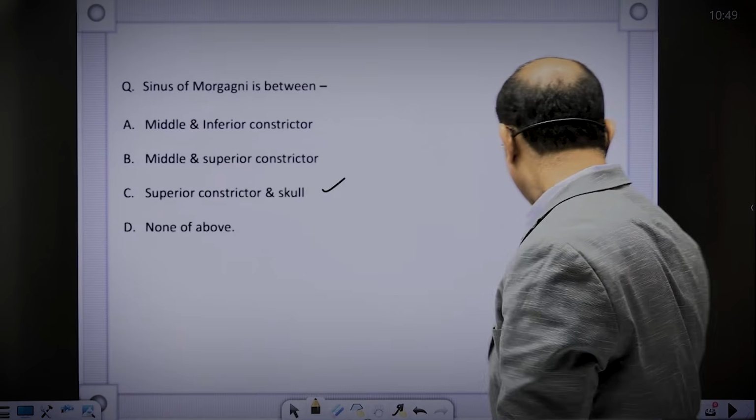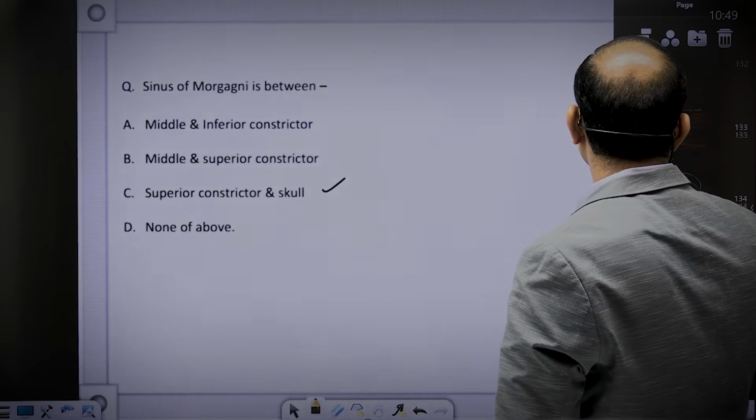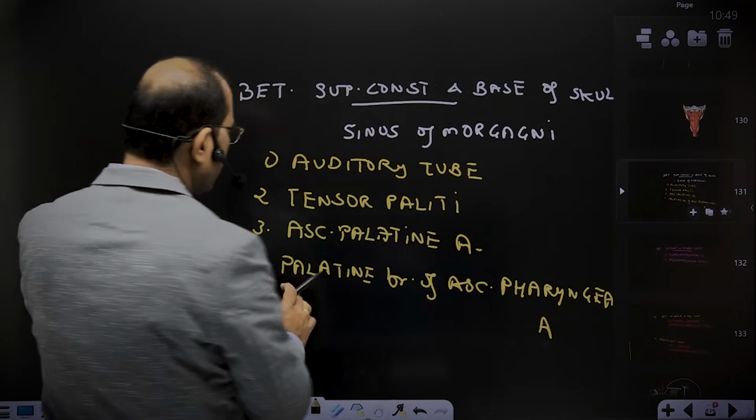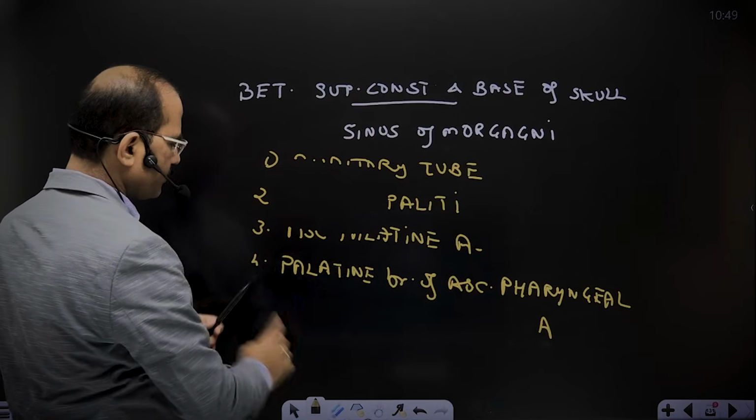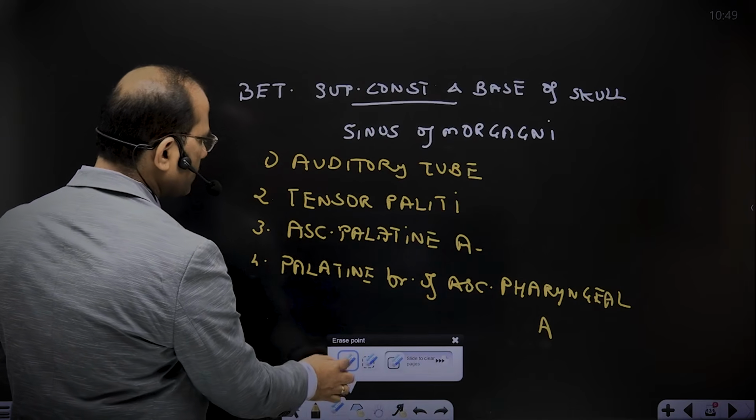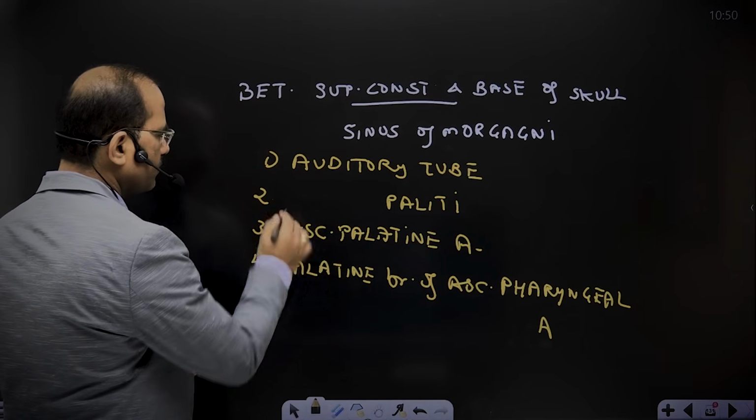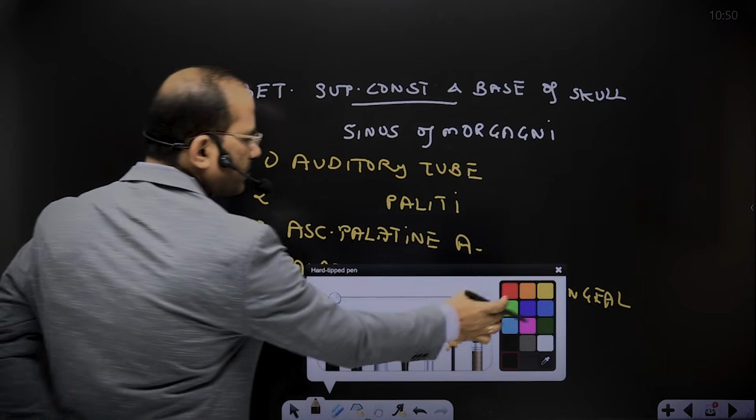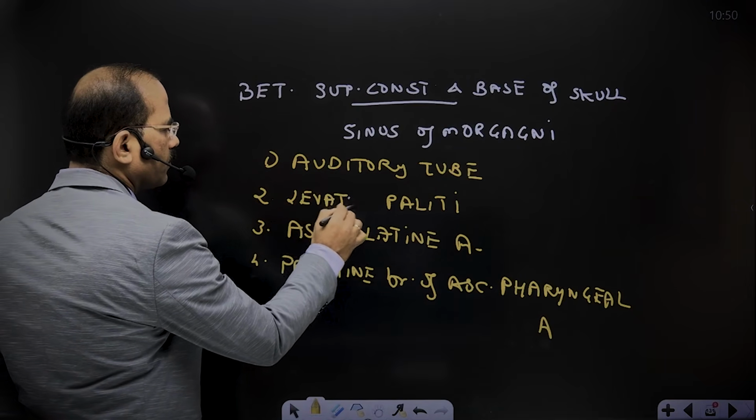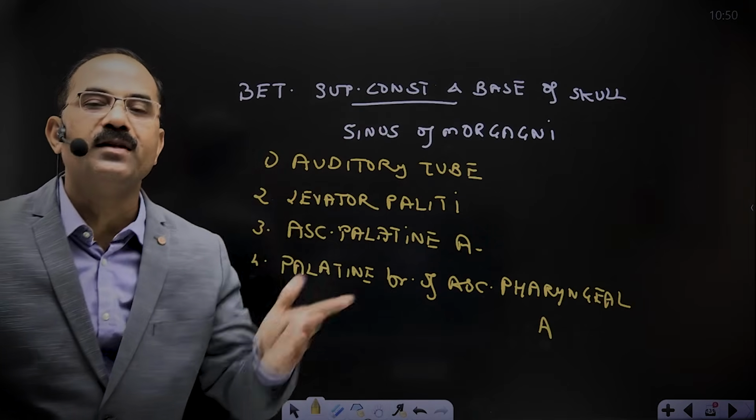I'm so sorry. That's the levator palate. It's not the tensor palate. Sorry, by mistake I wrote tensor palate. That's the levator palate. Make it levator palate. It's the levator, not the tensor. It's coming from above and elevating the palate. It's the levator palate. Fine.